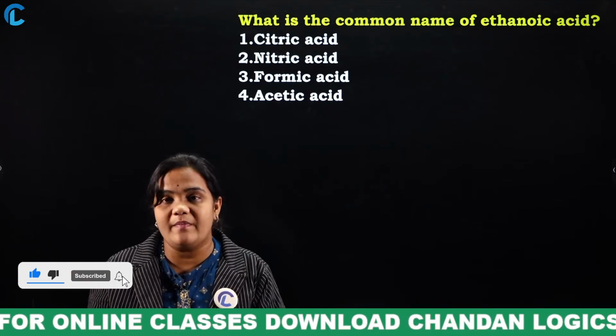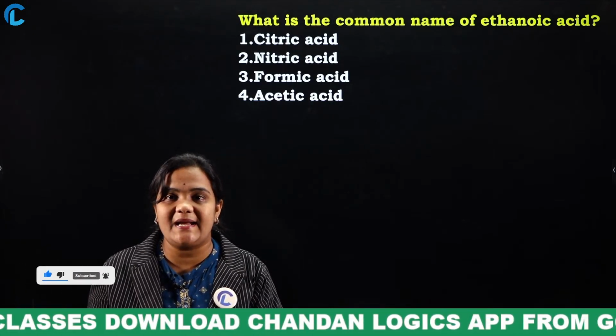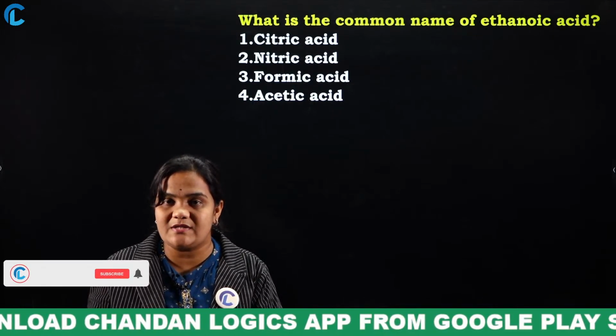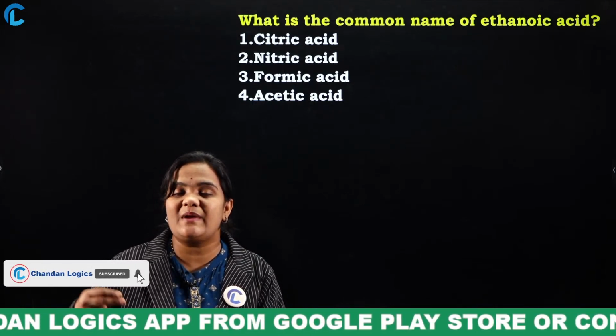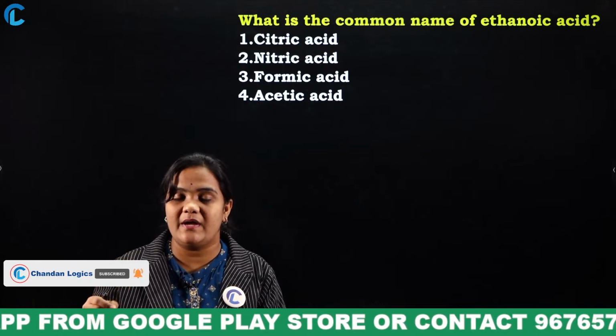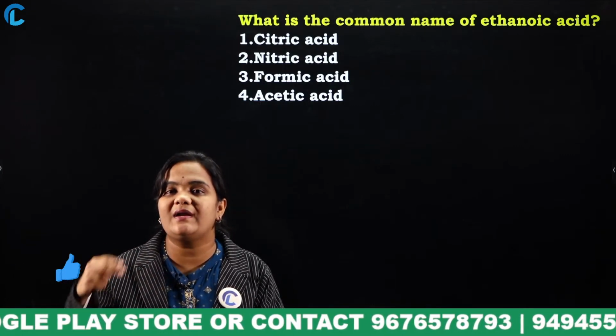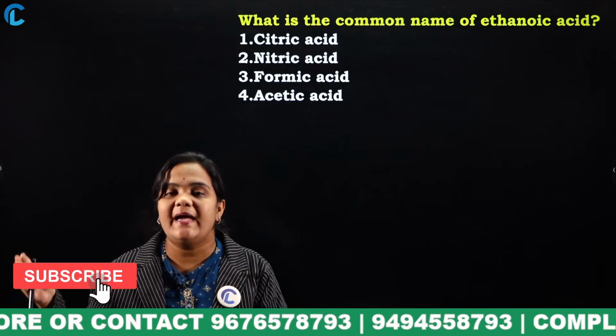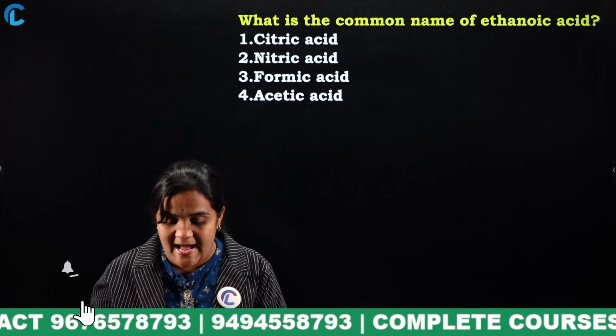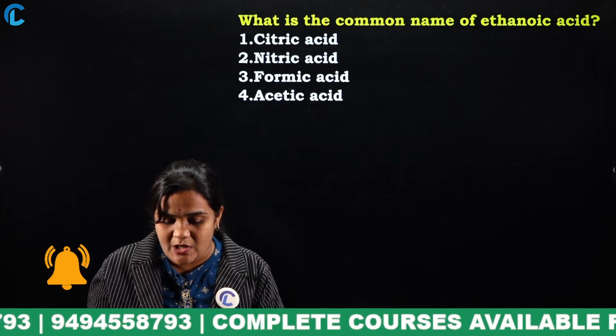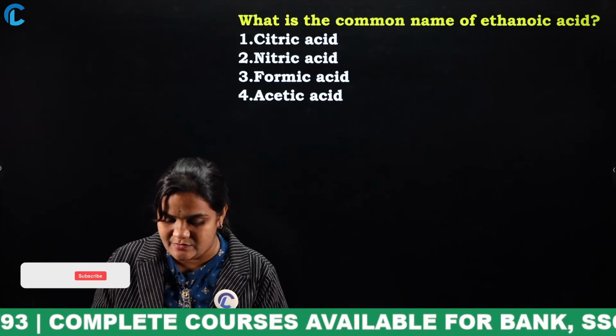Next comes formic acid. As we discussed in the earlier classes, formic acid is also known as methanoic acid. It is present in ant stings. This formic acid is used for leather tanning, dyeing, etc. So, guess the answer. I have already told the explanation of three options. So, guess the answer. Yes, very good.